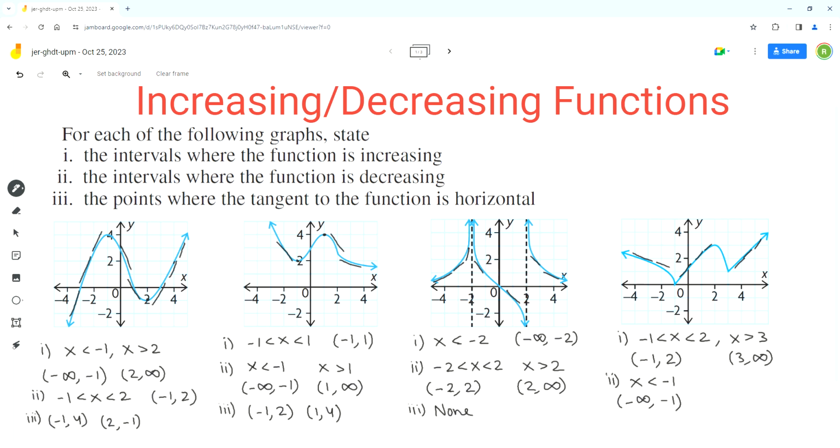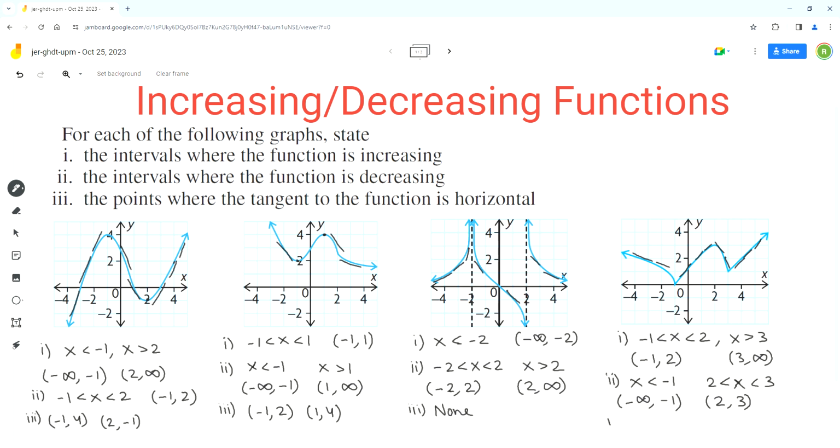And there's another interval on which the function is decreasing, and that's from 2 to 3. So any tangent we draw here has negative slope. So the other interval is x is greater than 2 but less than 3. So the interval can be written in interval notation as (2, 3).